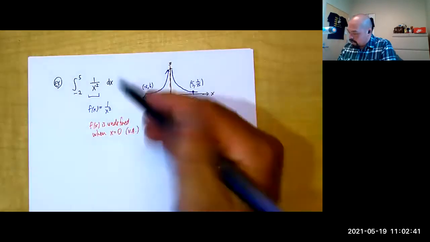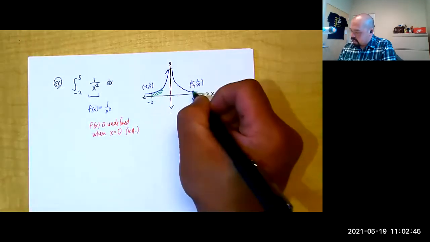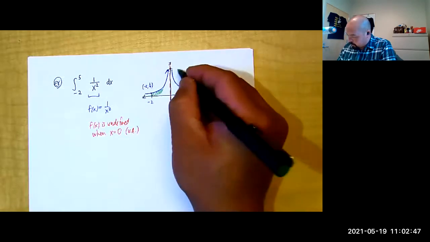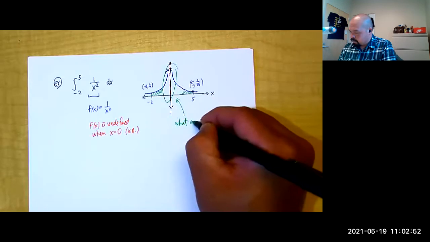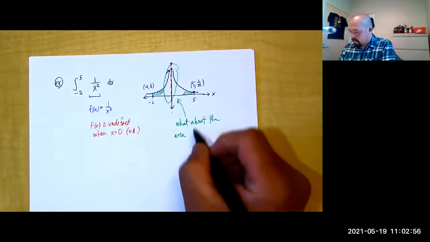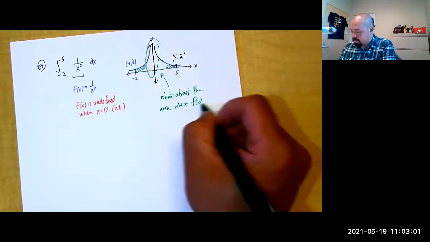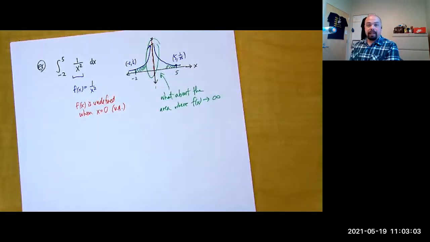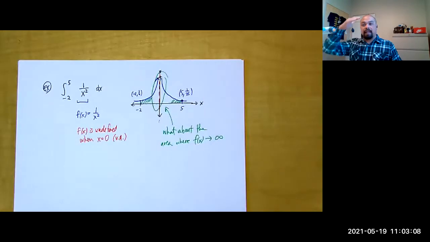And so as we start to look at this integral, over here, not too bad. Even on this side, not too bad. But what about that area where f of x goes to infinity? Right, these huge values. And again, it's not even defined. So we're not really trapping the area. What can we do there?